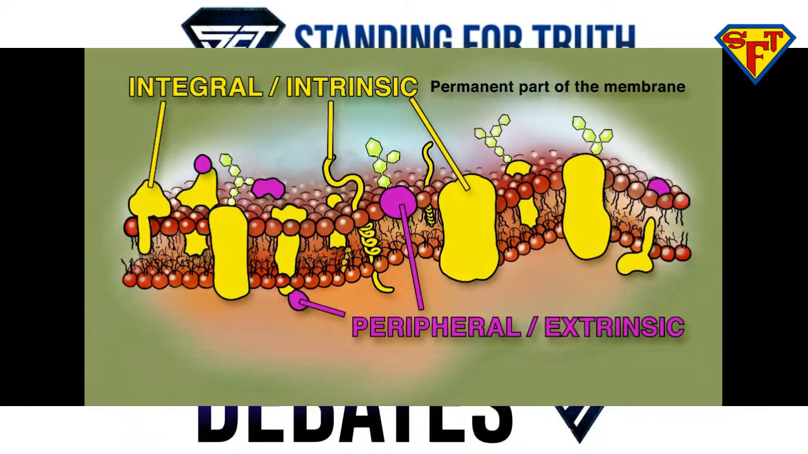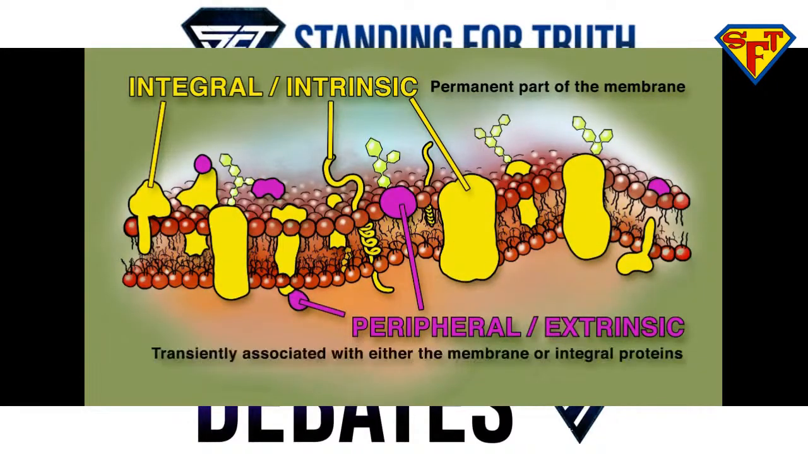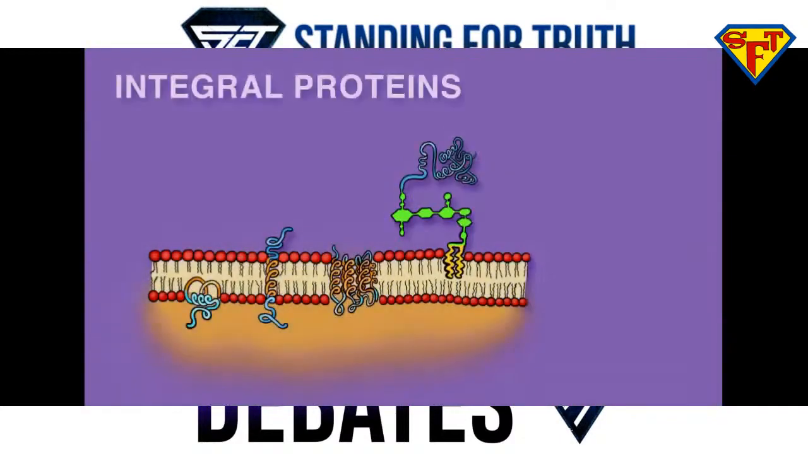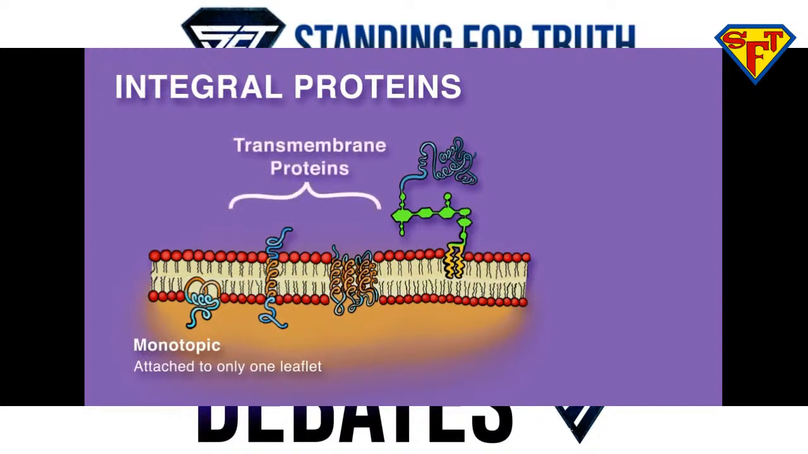Permanent part of the membrane, while peripheral proteins are only transiently associated with either the membrane or integral proteins, where these associations are hydrophobic, electrostatic, or other non-covalent interactions. There are several different kinds of integral proteins. Integral monotopic proteins are attached to only one of the 2 leaflets of phospholipids making up the membrane, and they don't span across it. There are also transmembrane proteins and lipid-anchored proteins. Transmembrane proteins are those that span the lipid bilayer, and can be bitopic, spanning across the membrane once, or polytopic, spanning across it more than once.